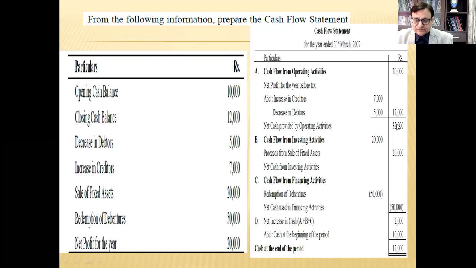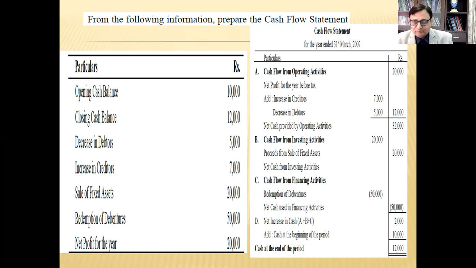So 32,000 plus 20,000 is 52,000, minus 50,000, that is the net change in cash. In that, the net increase in cash, that is A plus B minus C, is 2,000 rupees. So here we'll add the cash balance at the opening, which is 10,000, and finally arrive at the closing cash balance, that is 12,000.